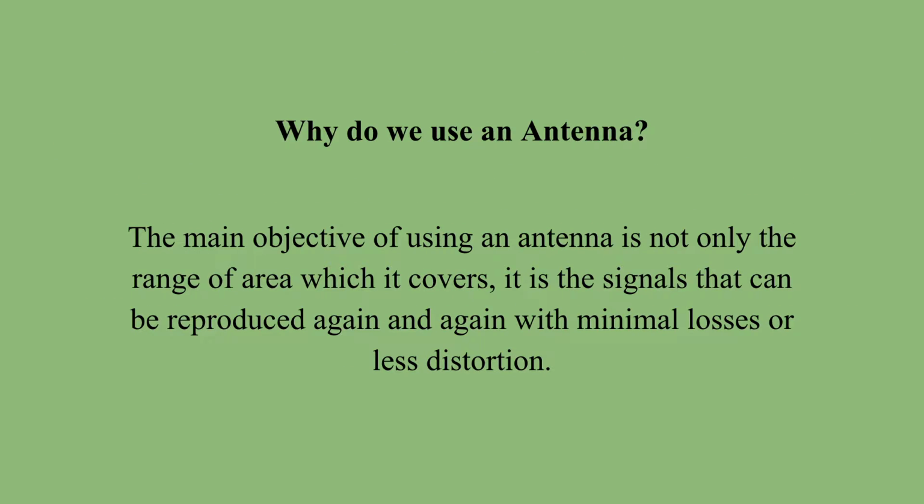What's the use of an antenna? Why do we use it? The main use of an antenna is not only to send signals within the area which it covers. The main objective is that the signals can be reproduced again and again with minimum losses of signal or distortion.